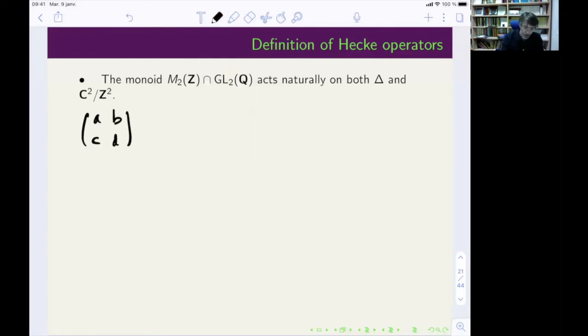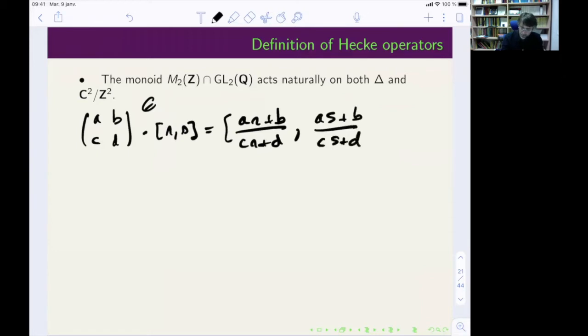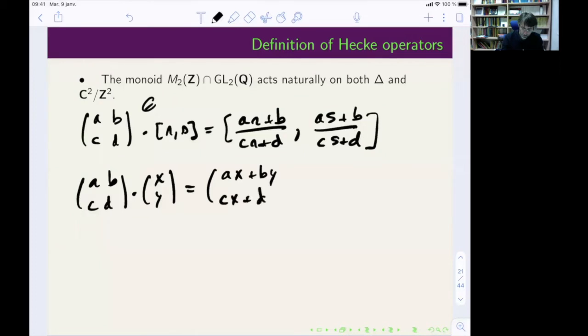So if you have an element in the intersection of M2Z with GL2Q, then it acts on modular symbol simply as the SL2Z matrices were acting. And also, because it's an integral matrix, it acts on C2 mod Z2. It respects the lattice. So once you have these two actions, you may define some natural collection of operators that give more symmetry to this picture.